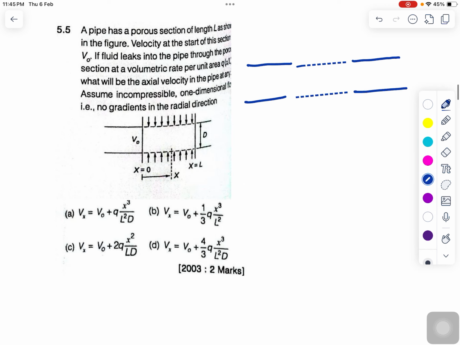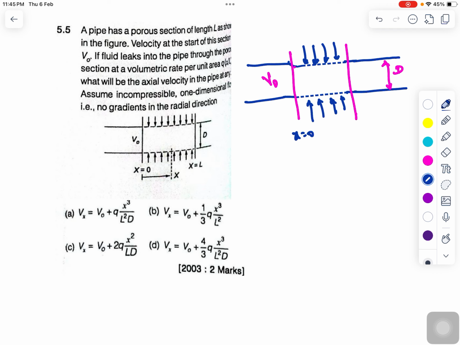Okay, so this pipe is looking like this, with a porous section. After that, you can see that at this point the velocity is V naught and the diameter of the pipe is d. Some fluid is also entering due to the porous nature of the section of the pipe, from this direction.